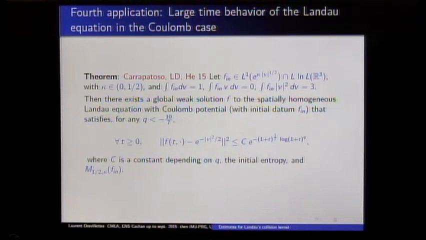And I would like also to present the last application. So this one is really for the large time behavior of the equation. So actually, what we were able to prove together with Kleber Carrapatoso and Lingbing He was the following.